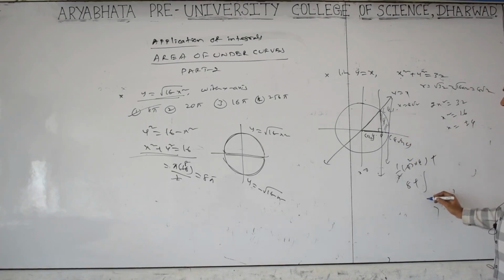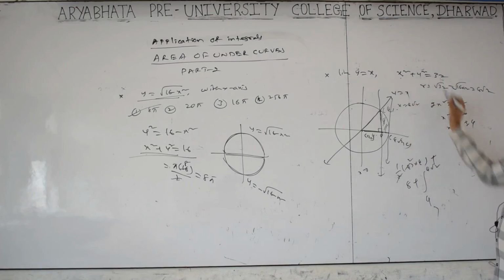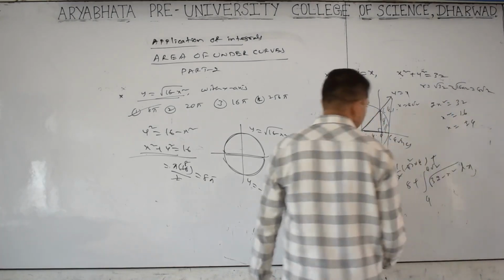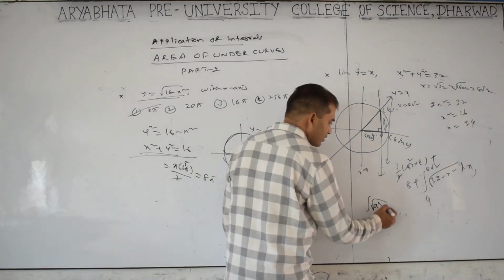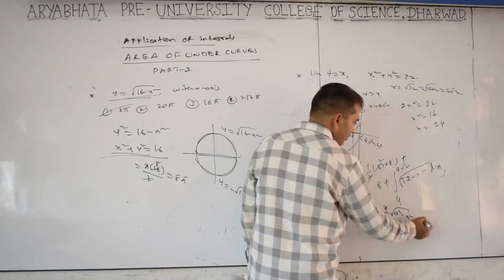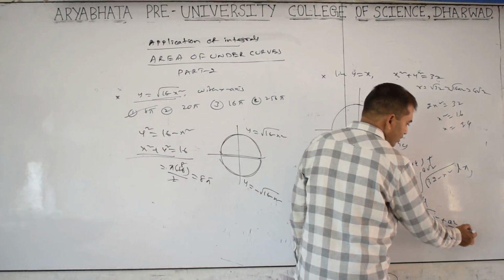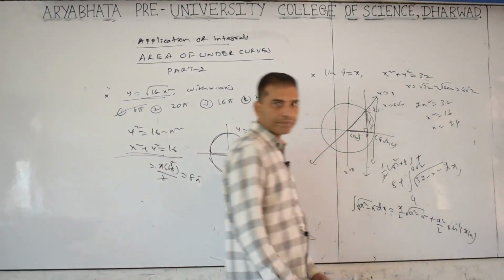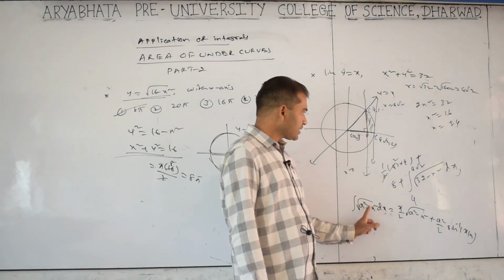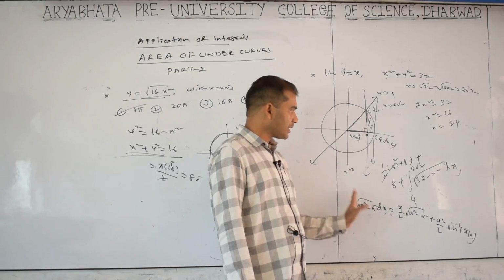Integration of lower limit 4, upper limit 4 root 2, y dx, circle y means root of 32 minus x square, dx. So this integration how to find? Root of a square minus x square, formula: x by 2 root of a square minus x square plus a square by 2 sine inverse of x by a. By using this formula you can solve it. Okay, are you following? This is useful for JEE, not for CET, this problem is.